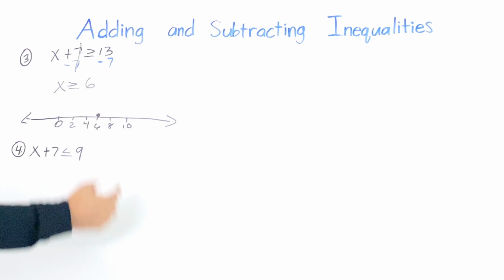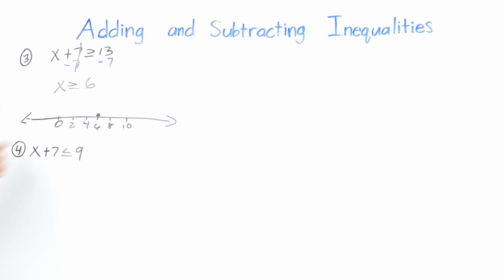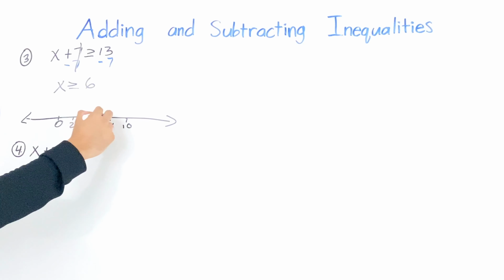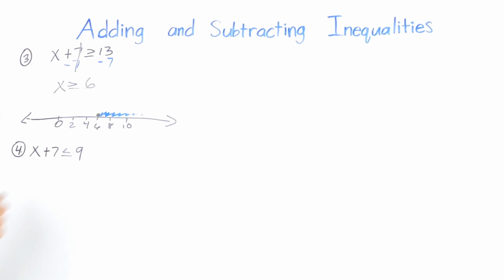Okay, so do we shade to the left or are we going to shade to the right? For it to be true, that means that x has to be greater than or equal to 6. So if we shade to the right, we know that it can be 6, and it's going to be greater, or it's going to be equal to 6. If we put 7 here, we know that 7 is greater than 6, 8, and so on.